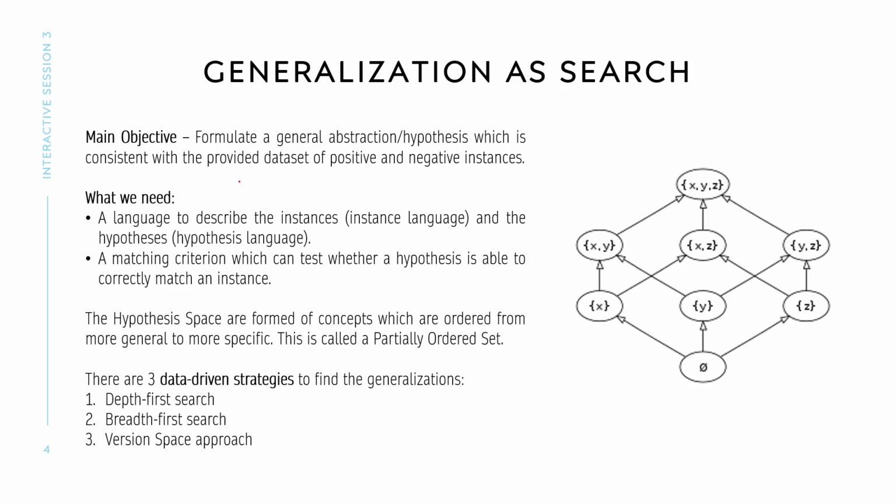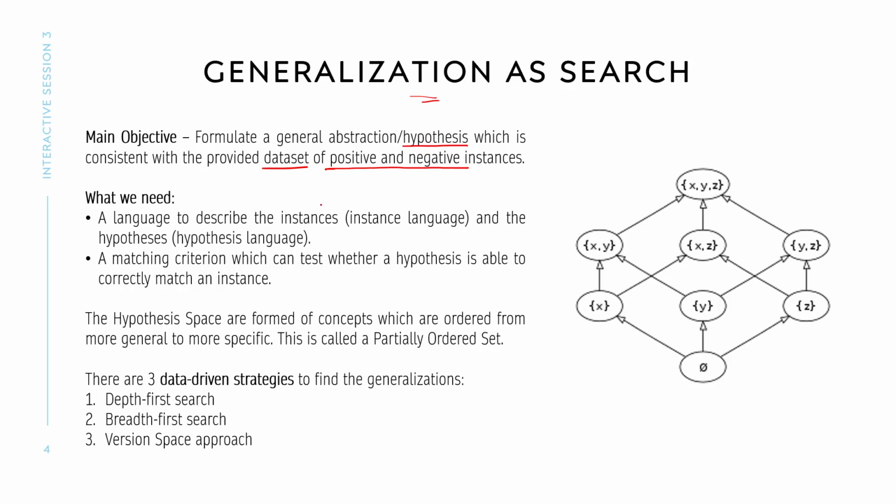The main objective of generalization is to formulate a hypothesis. You want to create a hypothesis which is consistent with our provided data. So we start off with a data set which has a set of positive and negative examples or instances, and our objective is to generate a hypothesis which is consistent with this data set. All the positive examples in the data set are classified as positive by this hypothesis, and all the negative instances are classified as negative by this hypothesis, right?